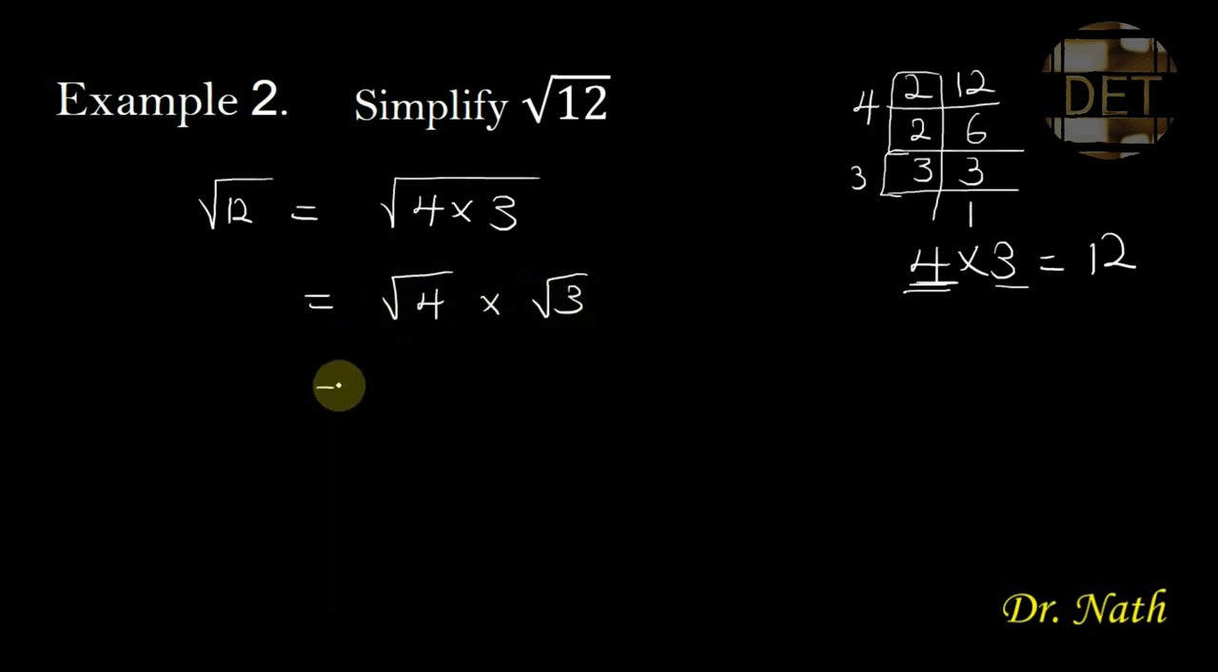The square root of 4 is 2. The square root of 3, this is an imperfect square. It's an irrational number, so it cannot be square rooted, and it's also a prime number, so this will be times root 3. So this will be equal to 2 root 3. So this is the answer to this question.